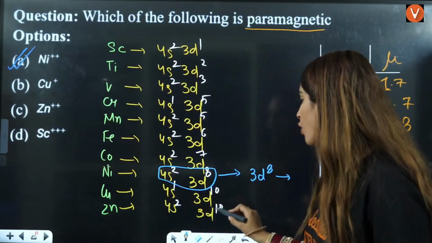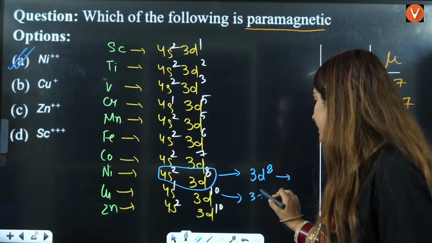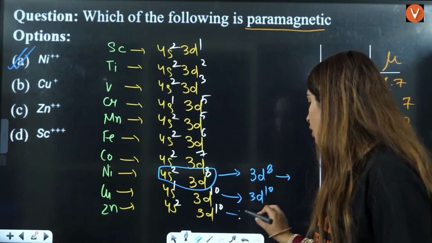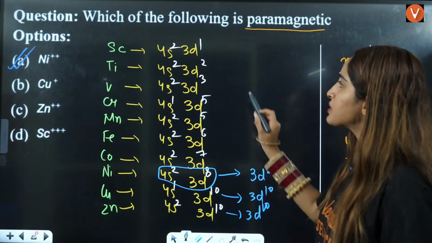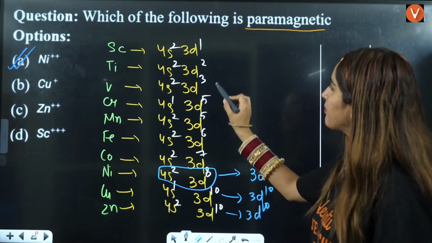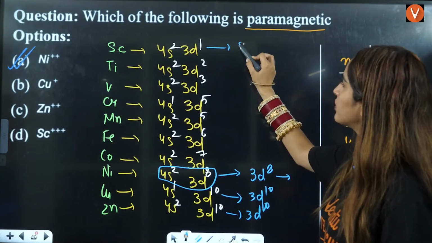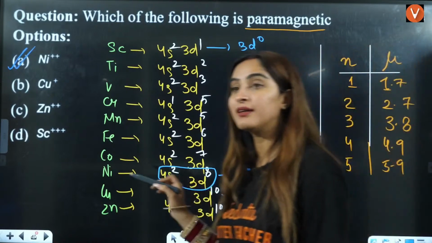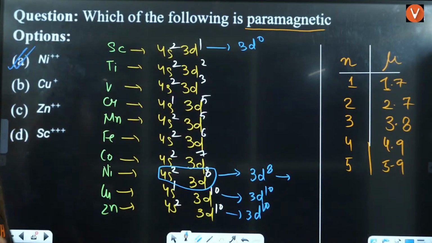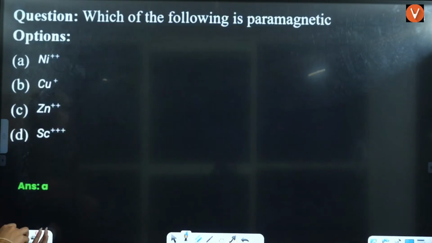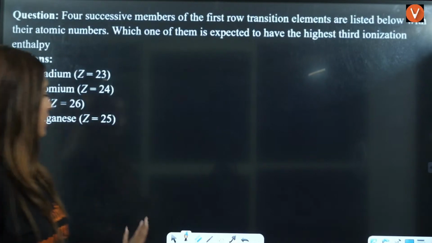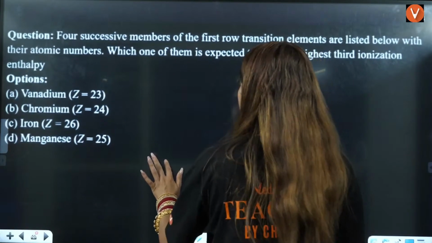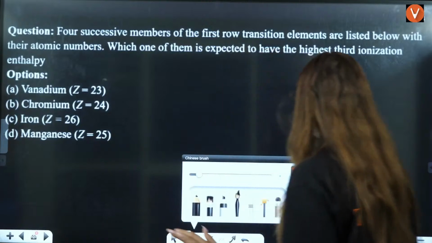Rest of it, if you see copper, copper positive will give you 3d10. Zinc 2 positive will give you 3d10. Scandium 3 positive is also going to give you 3d0. So all of these are diamagnetic in nature. So that is why A is the correct answer. Now all the questions, if you know this, you will be able to answer.